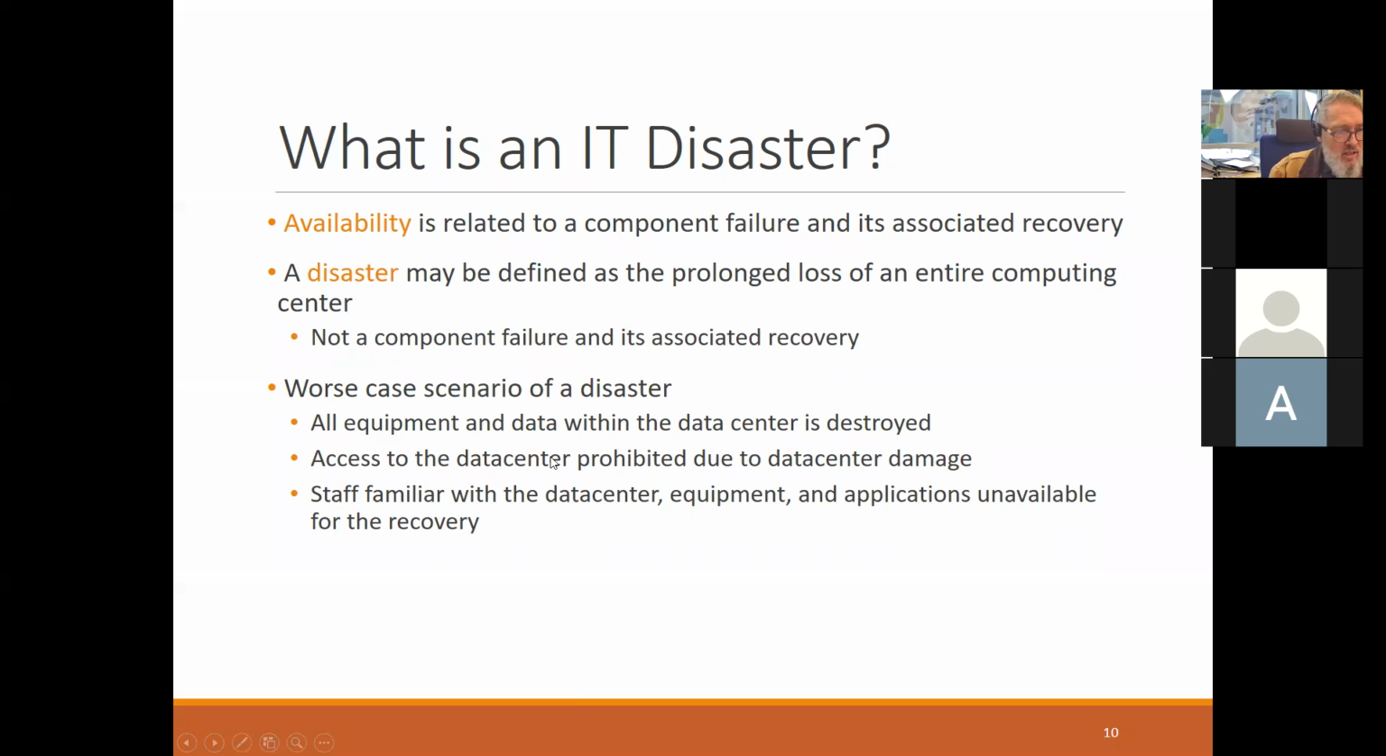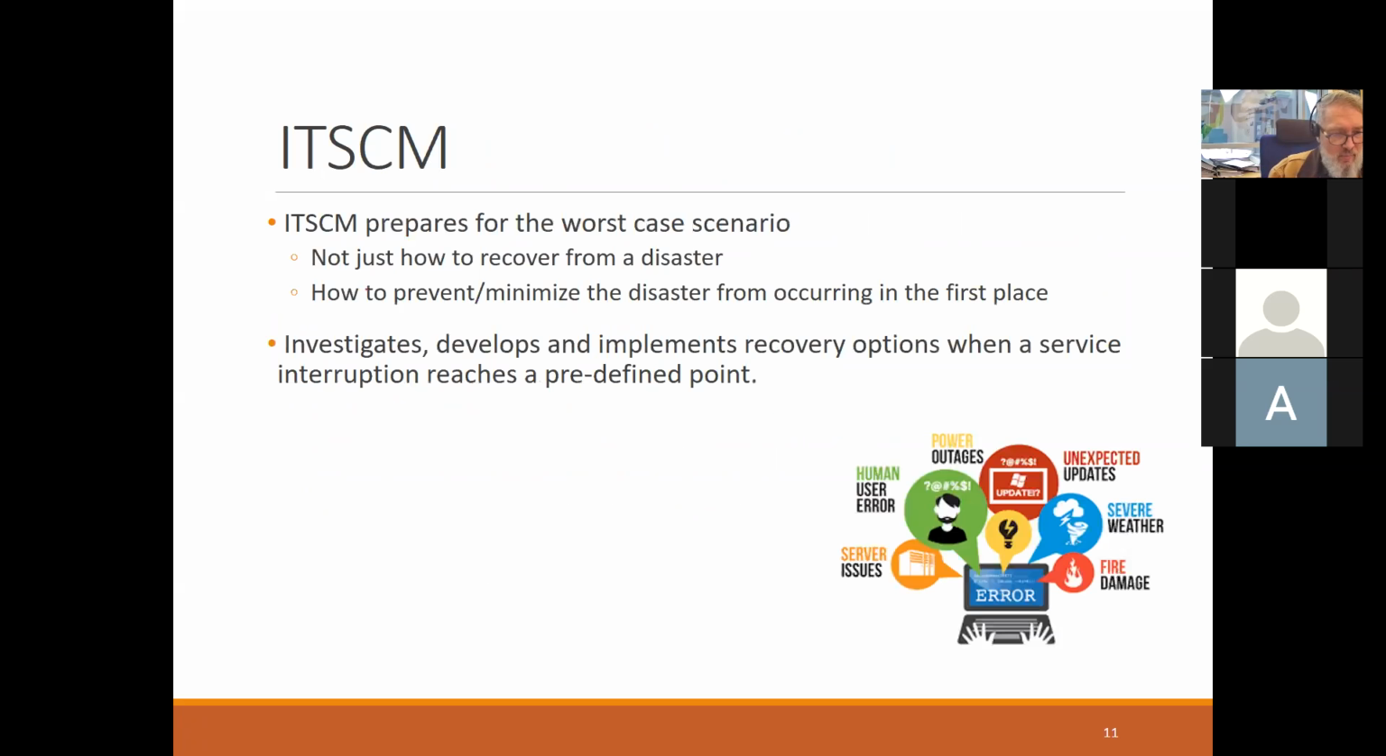So the worst case scenario of a disaster, as it says there, what if all your equipment and data in the data center was destroyed? You need to think about that. If that happened, what would be the cost? What if you couldn't get in to fix the data center? And what if you lost the staff? What would that cost you? What should you do to avoid that risk? Do you have to have redundancy in place, other people at another place, etc.? And your planning should be around that.